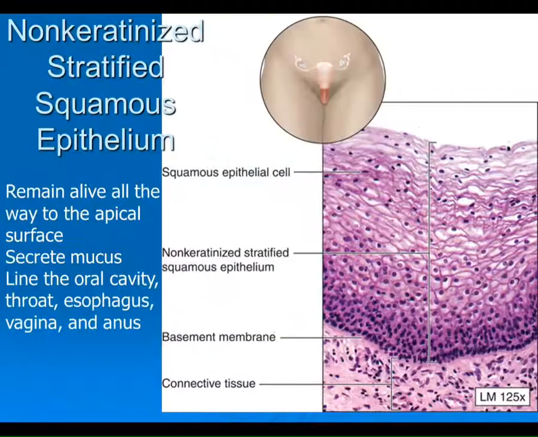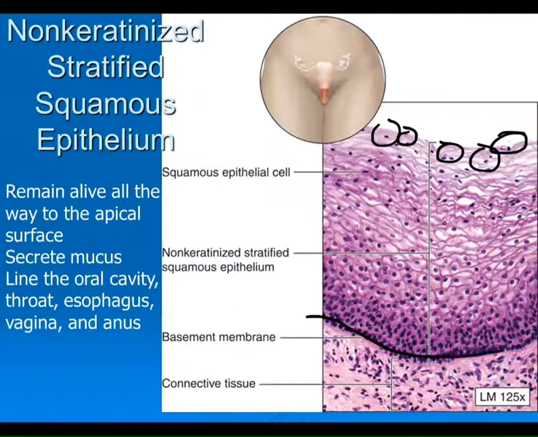Stratified squamous, we looked at a couple types in lab. We looked at non-keratinized versus keratinized. The first one here is non-keratinized. What do you see? Your eye has been trained to see something. What are you looking for? What's at the surface? I still see nuclei. These cells are still alive. So this is a stratified epithelium.